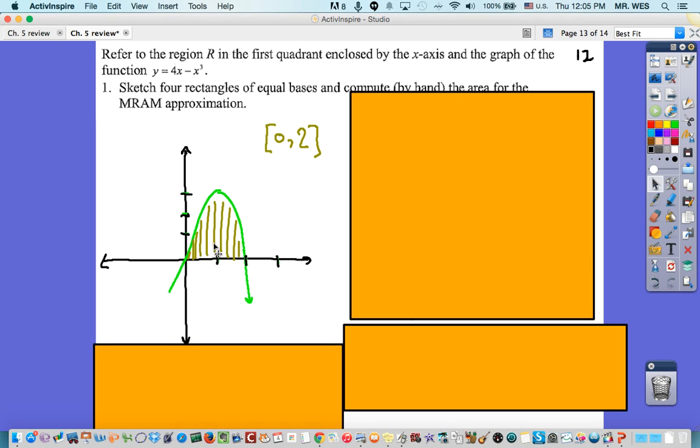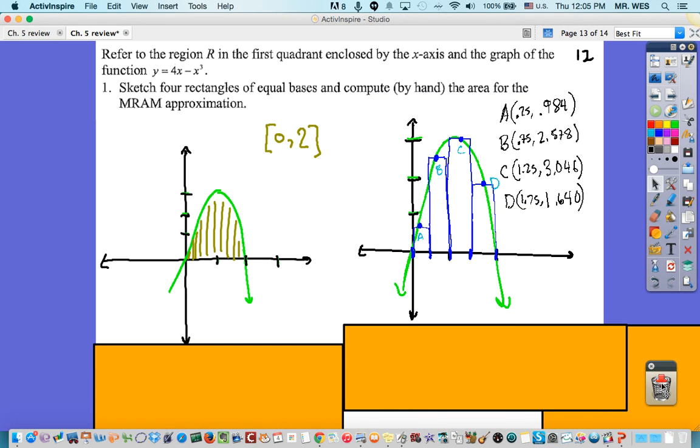So we're going to need to find 4 equal bases and compute the MRAM approximation. So I'm going to divide this up into 4 different spots, and this is what I end up doing here. And you'll notice that if it's from 0 to 2, I divide it into 4 things. We have from 0 to 0.5, 0.5 to 1, 1 to 1.5, and 1.5 to 2. Okay, I'm just going to write a little 2 here so you guys see what we are talking about. And then I had to find the midpoints here. And here are all the midpoints. 0.25 is here, 0.75 is here, 1.25 is here, 1.75 is here.